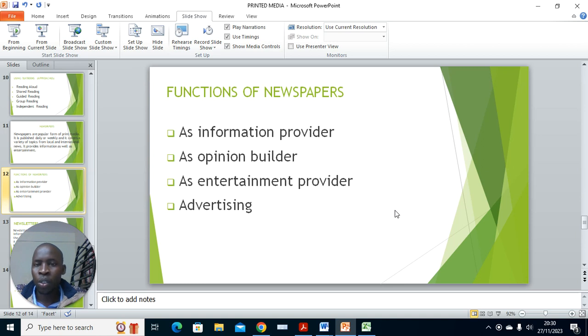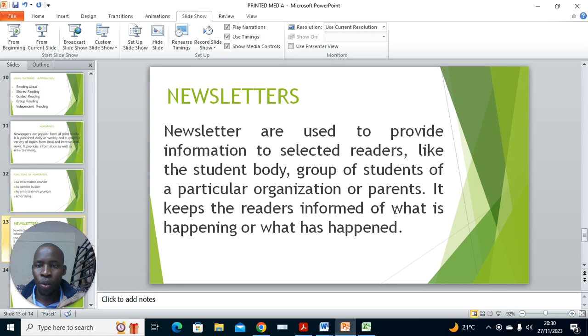What are the functions of newspapers? One, it acts as a source of information provider. Also, it acts as an opinion builder. Also, it acts as an entertainment provider. And maybe the last one, advertising. If you want to advertise your business, the job that you are doing, or anything, you can use a newspaper.